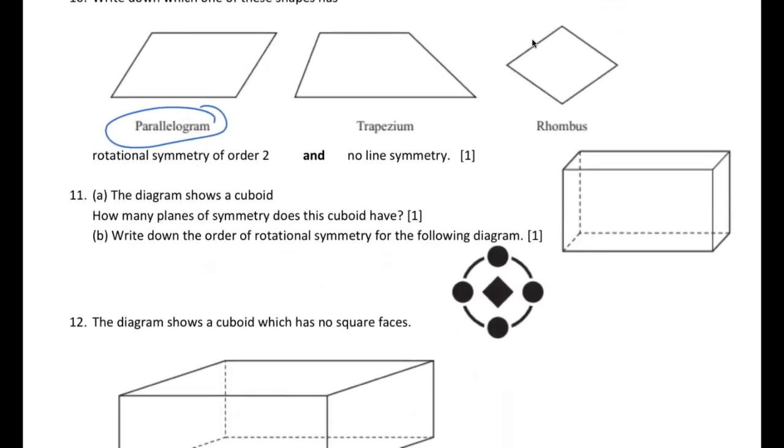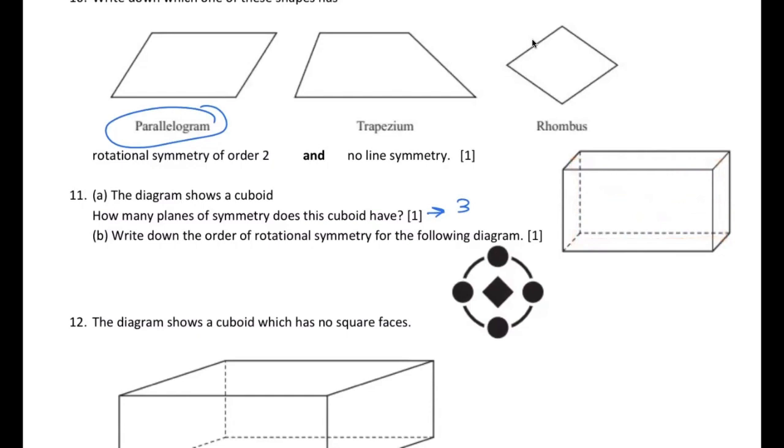Okay, question number 11. The diagram shows a cuboid. How many planes of symmetry does this cuboid have? 3. Remember, there were 3 planes of symmetry. One was like this. One was like this. And the next one is going to be like this. It has 3 planes of symmetry.